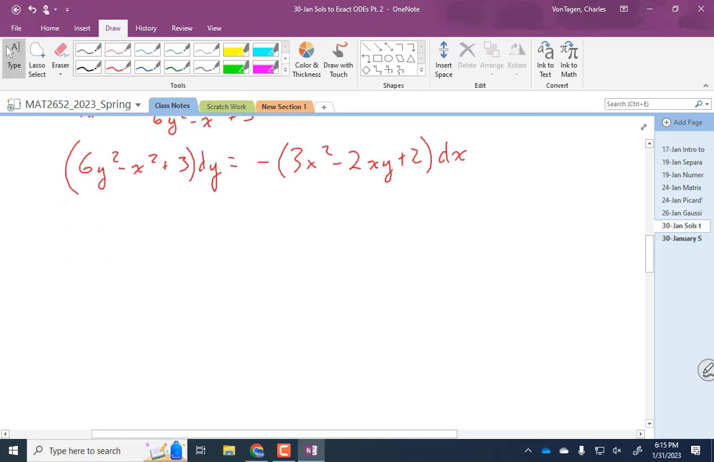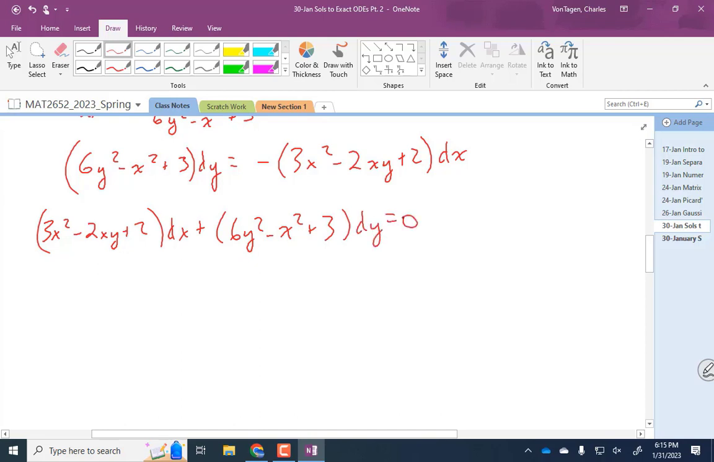Now let's go ahead and collect things over. So we have 3x squared minus 2xy plus 2 differential x plus 6y squared minus x squared plus 3 differential y is equal to 0. Finally, I've got it in this differential form. Okay? One of the things I want you to practice doing is moving things to their correct form.